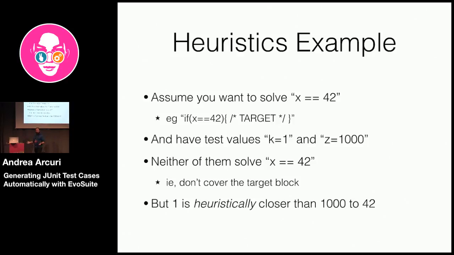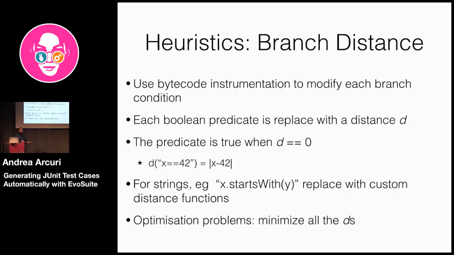But are 1 and 1000 equal? No. 1 is a bit closer to 42, and 1000 is far away. So heuristically, if I have to make a choice between 1 and 1000, I will go for 1. Neither of them solve the constraint, but 1 is better. And again, how do I do that?